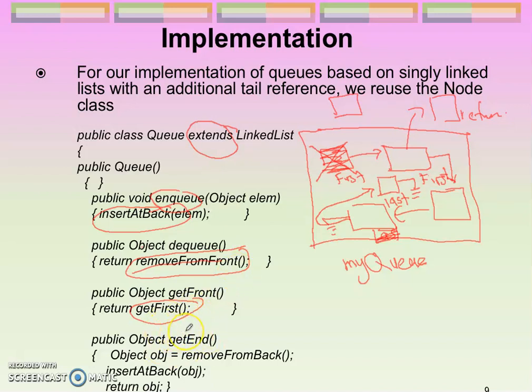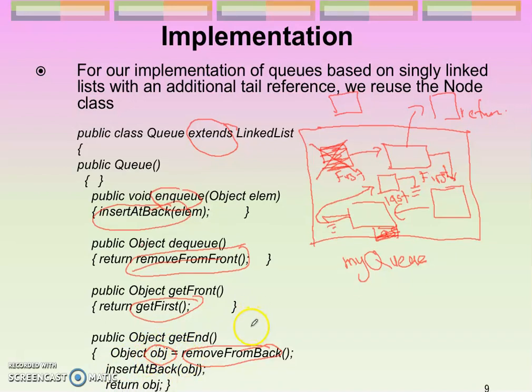Get end you want to return the value of the last node in the queue. So what we need to do is kita boleh panggil method remove from back. Okay, so remove from back, you assign to this variable berjenis object, and then you return lah object ni. Okay, so in this case, dia akan return the last node.